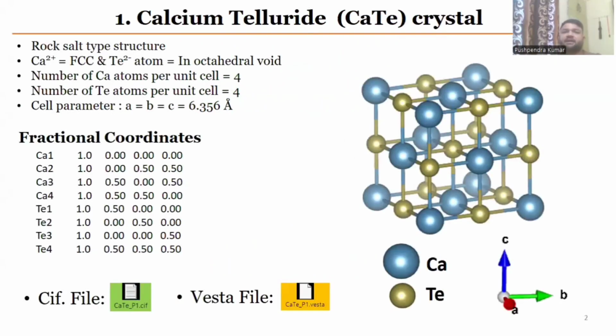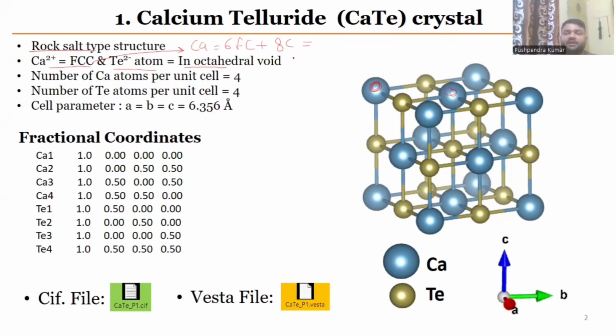The first crystal is the calcium telluride structure. It is a rock salt type structure in which calcium ions form the FCC lattice and tellurium atoms are present in the octahedral voids. Since it is forming an FCC, calcium ions will be present on the 6 face centers plus 8 corners. These are the calcium atoms which are present at the corners and the face centers of the cube.